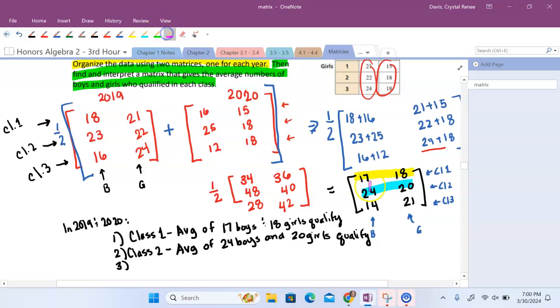And last but not least, I have this row, which tells me that in class 3, I had an average of 14 boys and 21 girls qualify in those 2 given years. And that's our interpretation.